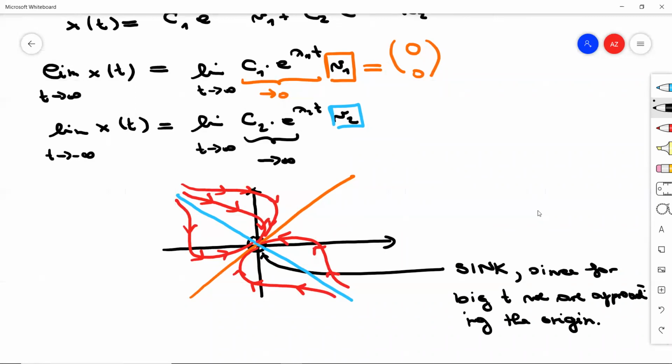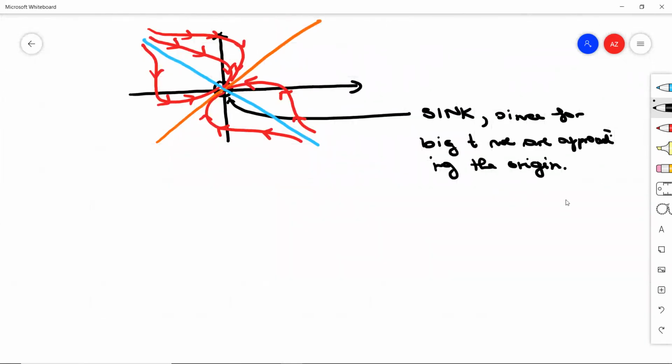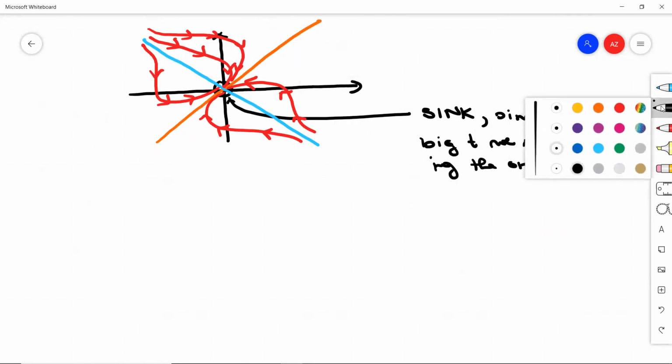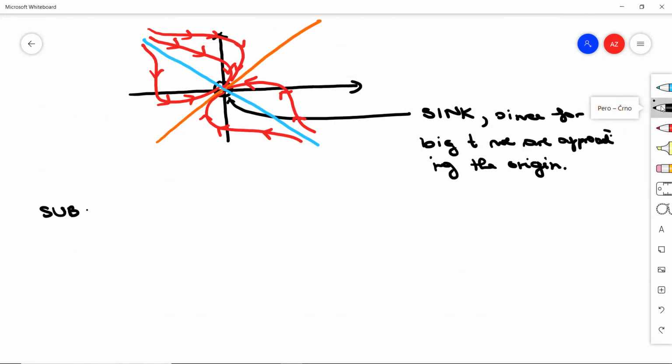Okay, we had two situations. Both lambdas were real, and in both cases they were of the same sign. In one case they were both positive, and in the other case they were both negative. Once we get the source in the origin, and in the other case we get the sink in the origin. And now the third possibility is that lambda 1 and lambda 2 are of different signs. So subcase 1.3: lambda 1 is negative and lambda 2 is positive. Let's see what happens in this case.